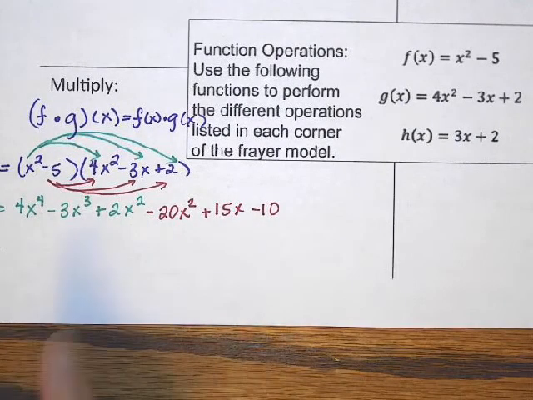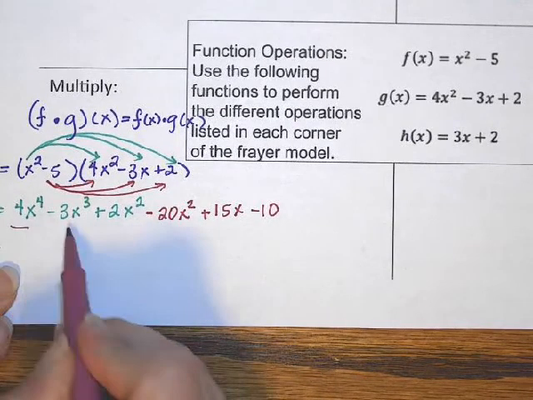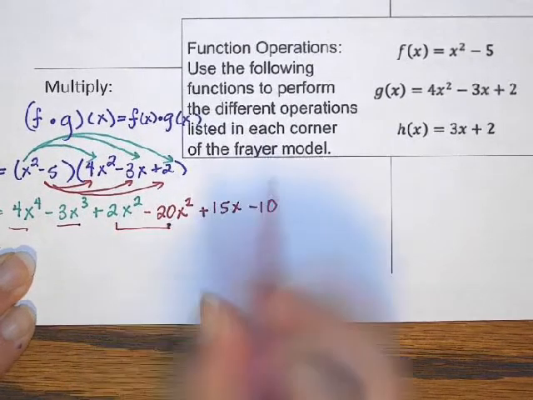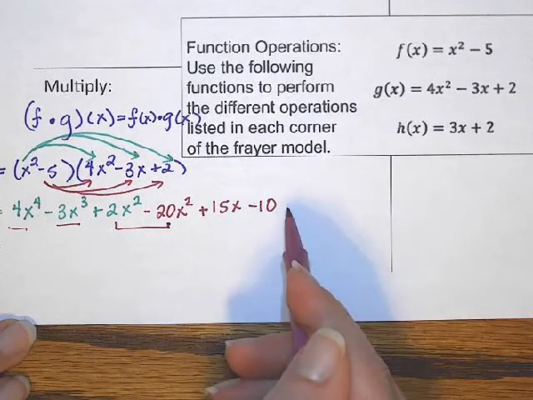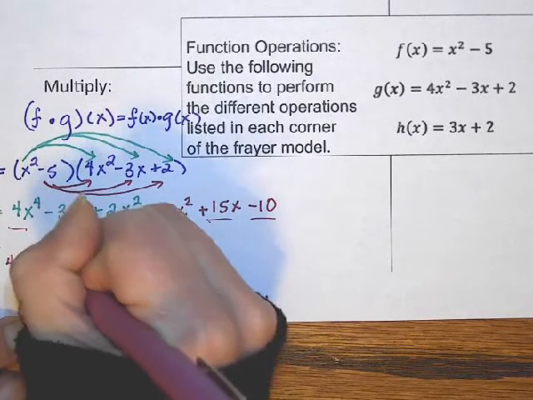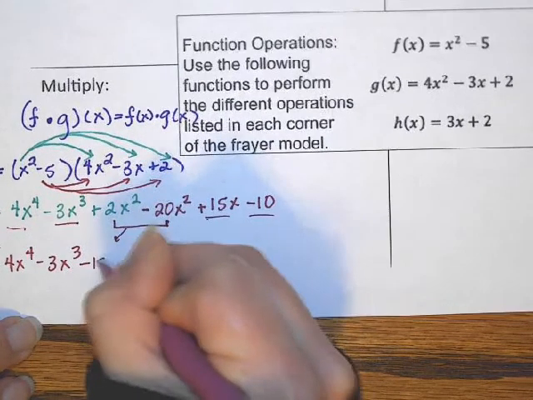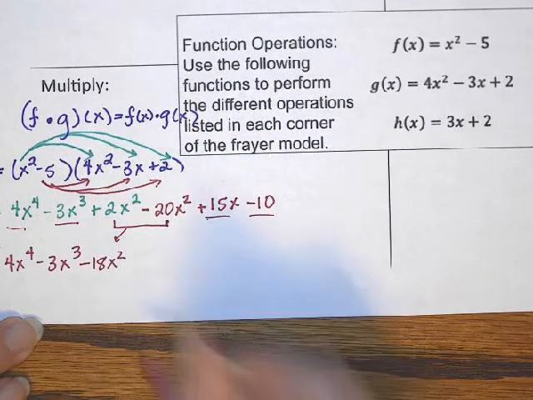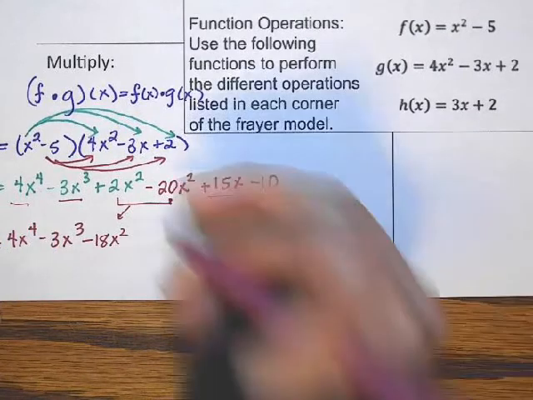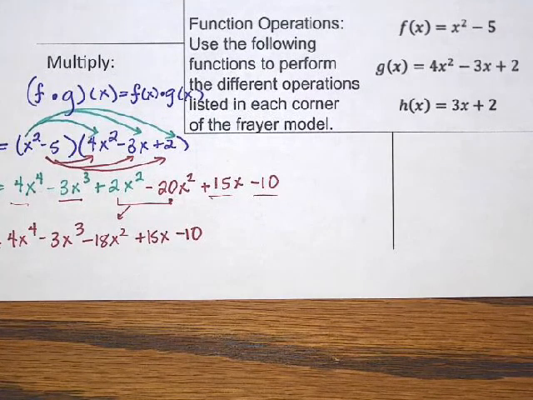And then from here, it's just a matter of, just like we did before, looking for like terms. Again, like terms imply that the exponents are the same. So these two right here, I don't see anything else that can be combined with those, so those are going to stay. I do see these 2 components which can get added together, and then these final 2 terms are just going to stay as is as well. So I have 4x to the 4th minus 3x cubed. If I combine these 2, that's going to give me negative 18x squared. And then I'm just carrying down the other 2. Oops, sorry. So plus 15x minus 10.